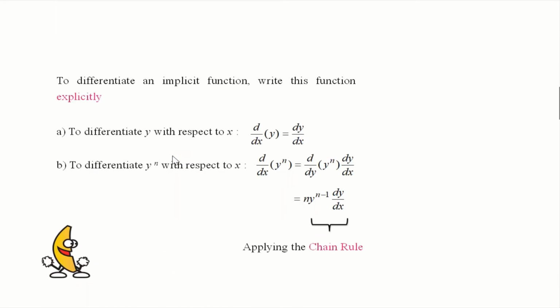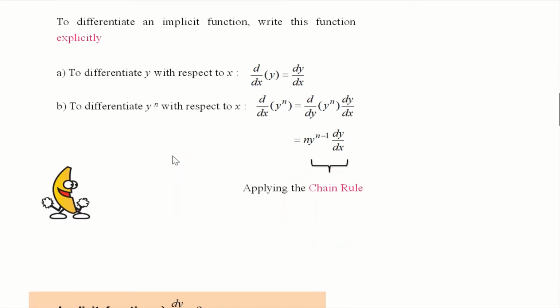Okay. To differentiate an implicit function, we differentiate y in terms of x with respect to x, and we get dy/dx. To differentiate y to the power of n with respect to x, we differentiate y to the power of n with respect to y, multiplied by dy/dx. This is actually where we apply the chain rule.